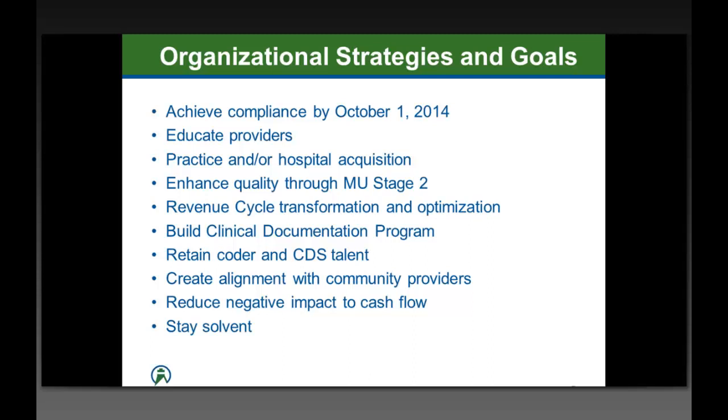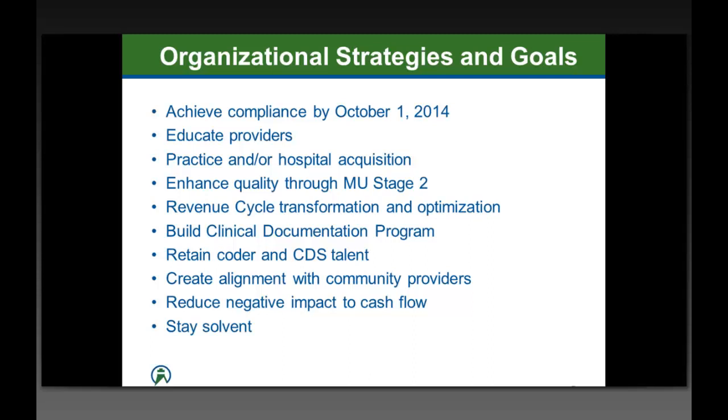Think about some of these other pieces, like creating your alignment with community providers. We do a lot of work, and we've talked to folks with Community Connect, but another way that you can create that alignment now is with training with ICD-10. Or do you just plain want to stay solvent and reduce the negative impact to your cash flow? So what's in your strategic plan? What are your goals for the next 3 to 5 years? And what are you doing around healthcare reform? And how can you tie all of these pieces in order to be successful with ICD-10?